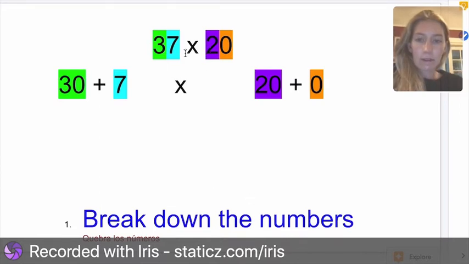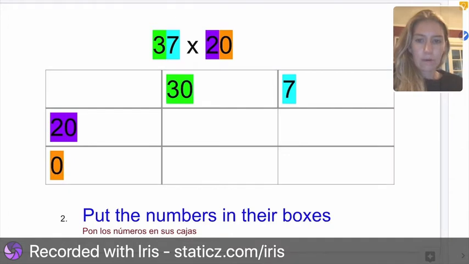First, break down the numbers. So in this example, 37 becomes 30 plus 7. 20 becomes 20 plus 0. And I know that because of where those digits are in the number. Then we put the numbers in their boxes. So we have 37 and 20.